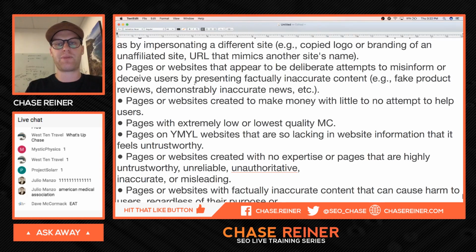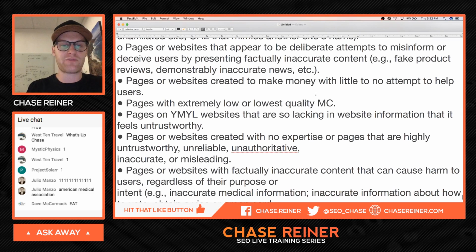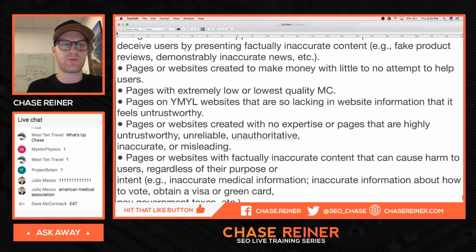Pages or websites that appear to be deliberate attempts to misinform or deceive users by presenting factually inaccurate content, fake product reviews, demonstrably inaccurate news, etc. So fake news, fake product reviews, content that's been copied, content that's been altered to be factually incorrect, duplicate content. Google doesn't want to see any of this stuff because it just kills user experience, right? Google wants its users to have the best experience possible.